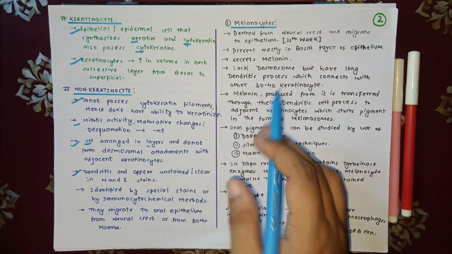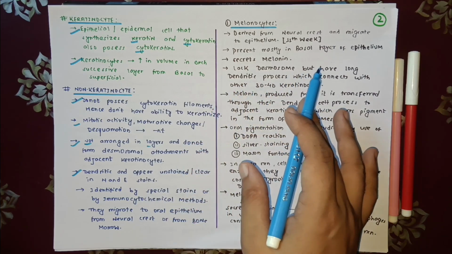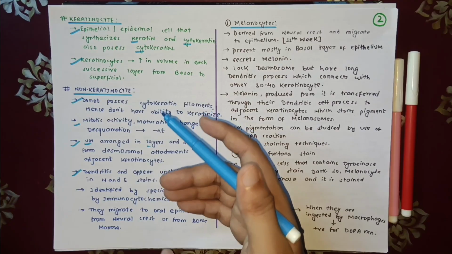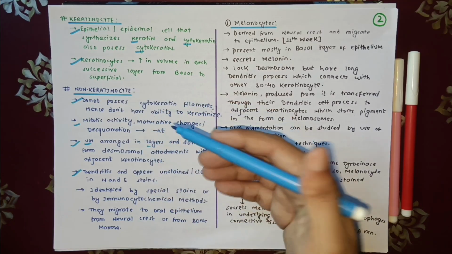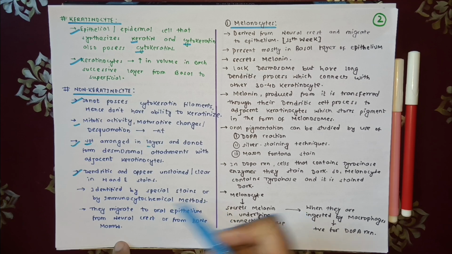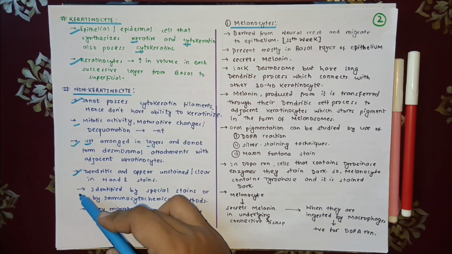Okay, so they are not stained by this H&E stain. For staining those non-keratinocytes, we require other types of stain. After that, they are identified by special stains or the immunocytochemical method. Okay, so same thing I have told you.